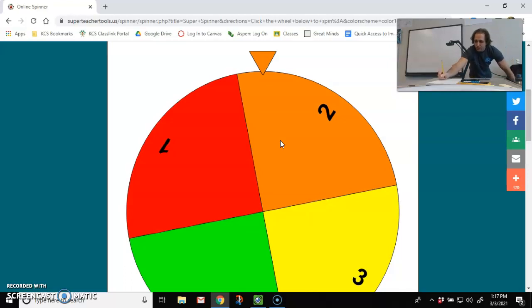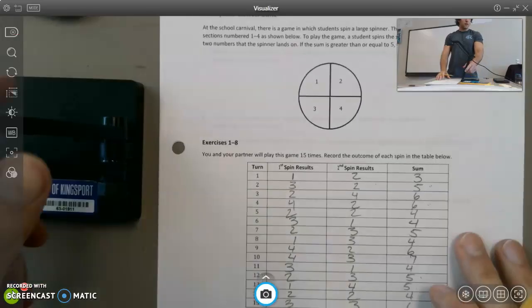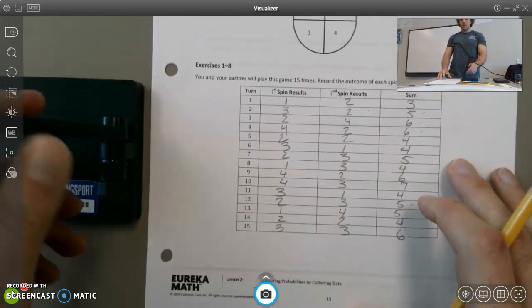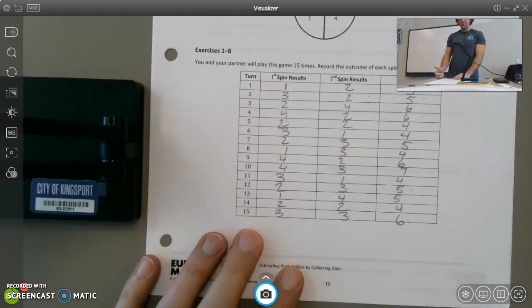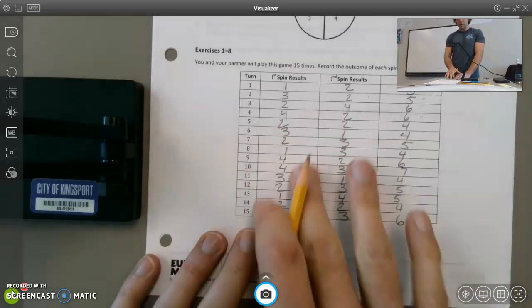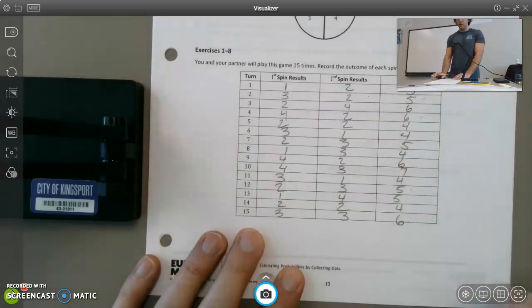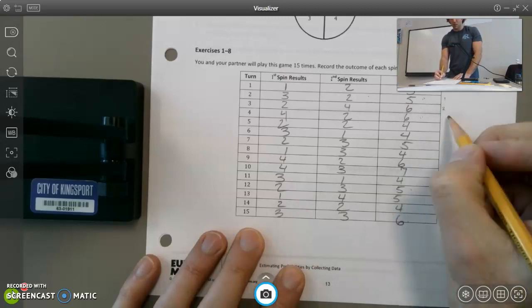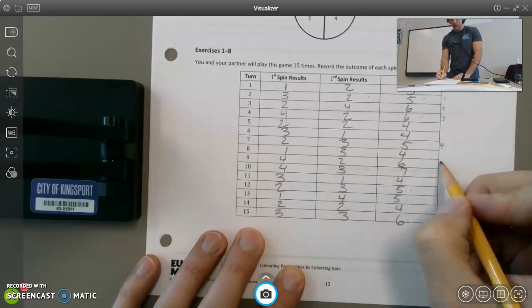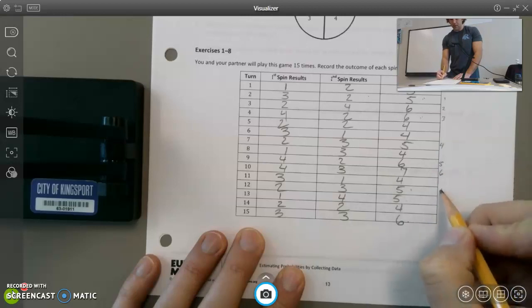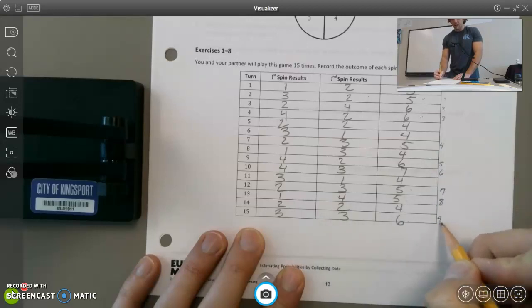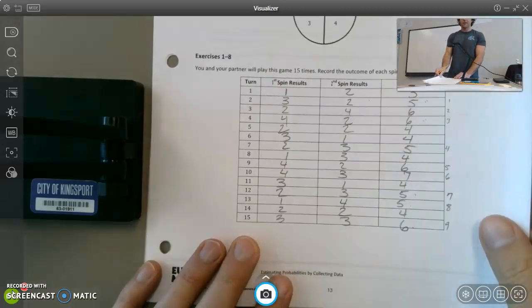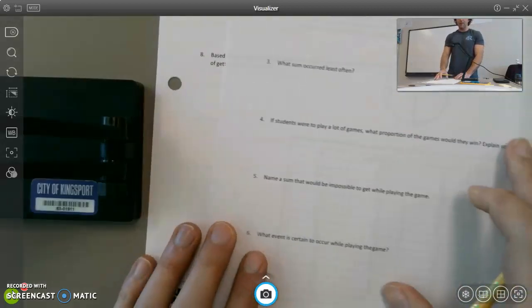Okay? I'm going to finish this experiment. I'm going to pause the video and get the rest of my numbers. Okay, so I've gone through and I have finished all my turns. I've spun 15 times, I guess a total of 30 spins, but 15 turns. And I was able to win 9 times: 1, 2, 3, 4, 5, 6, 7, 8, 9 turns where I won. Okay, so let's answer some questions about this on the back.